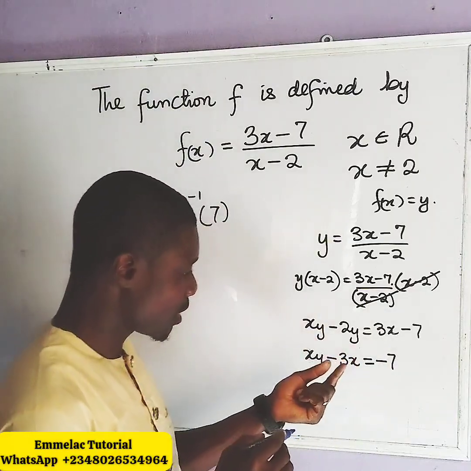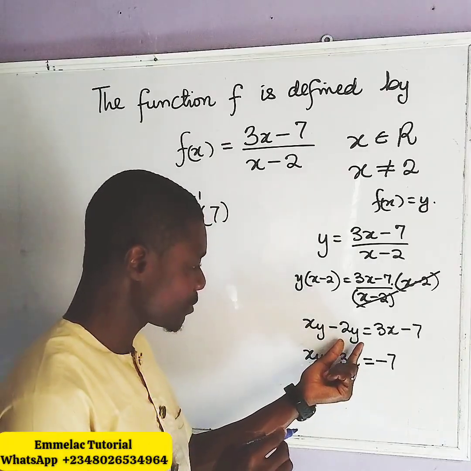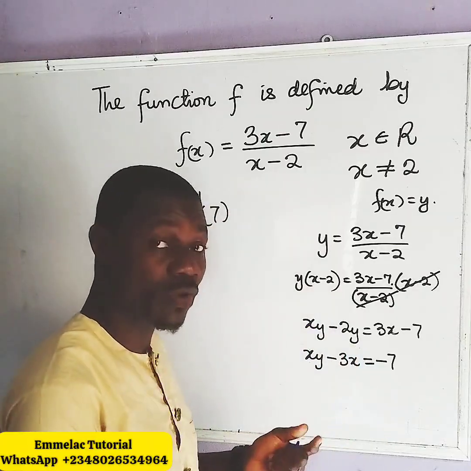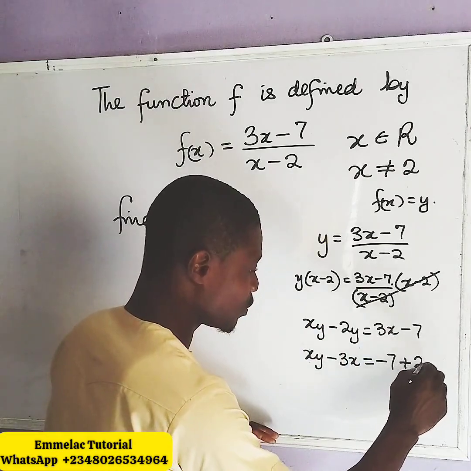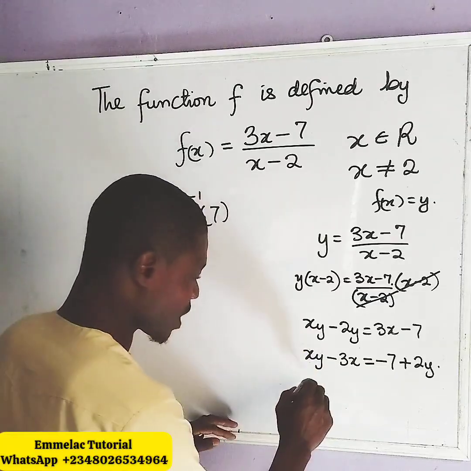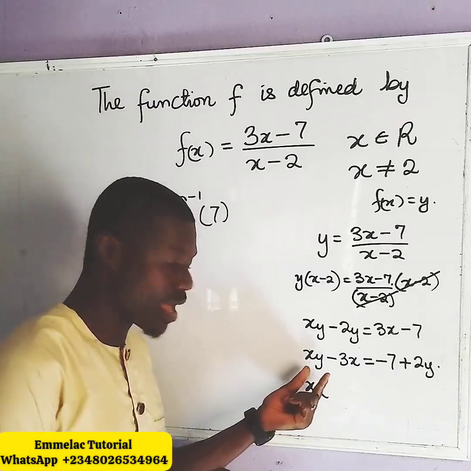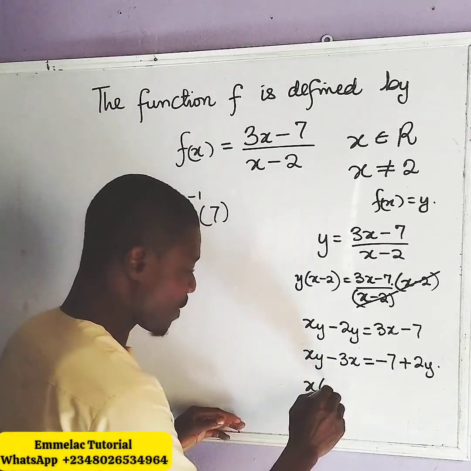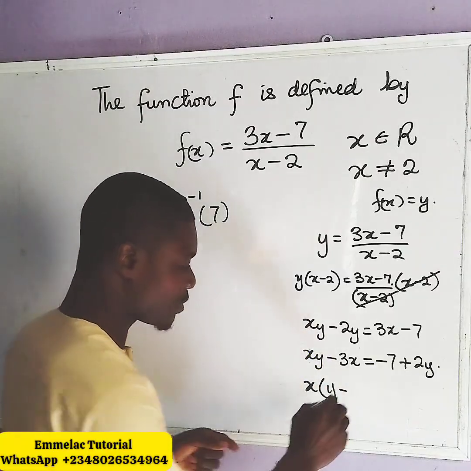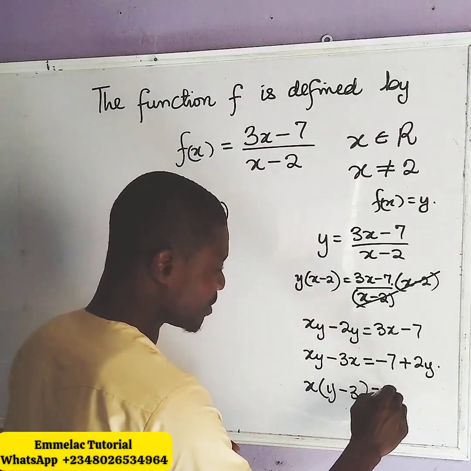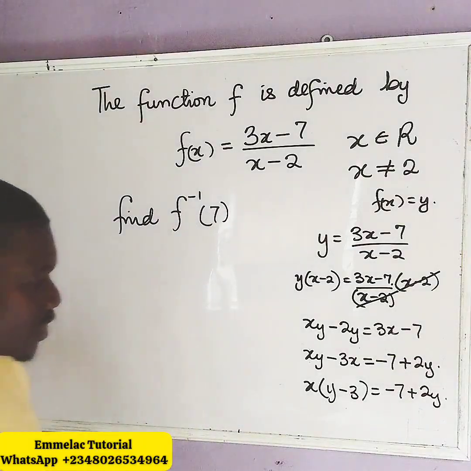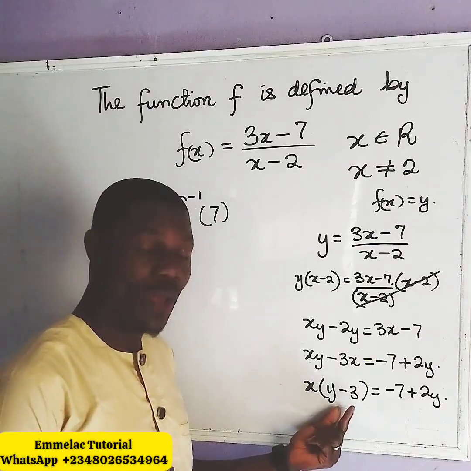We'll be bringing negative 2y over to the right hand side, so that becomes plus 2y. From the left hand side, let us factor out x. xy divided by x, we are left with y. Minus 3x divided by x, we are left with 3. The right hand side still remains negative 7 plus 2y. The next thing we need to do is to divide by y minus 3.